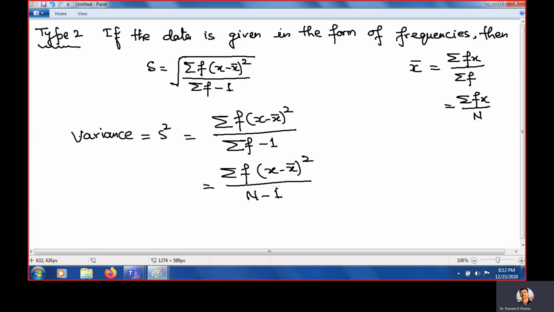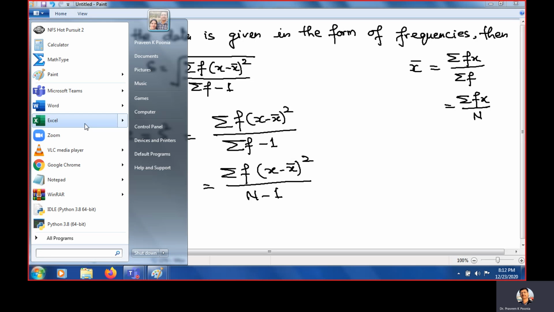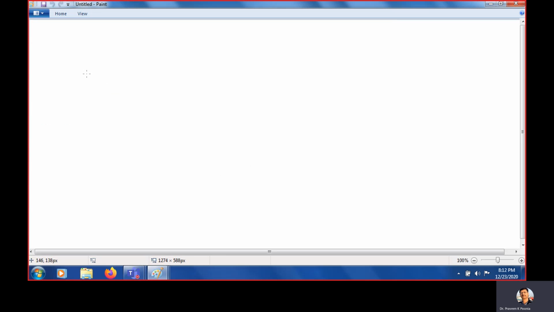Clear? Okay. So the next question we are going to have is a frequency question, and if we take it, there is a question like: find the mean, standard deviation and variance, because we need to calculate the mean also to find the standard deviation.